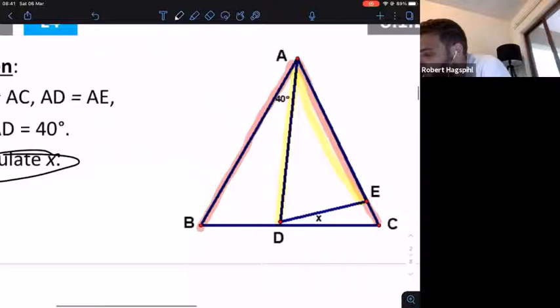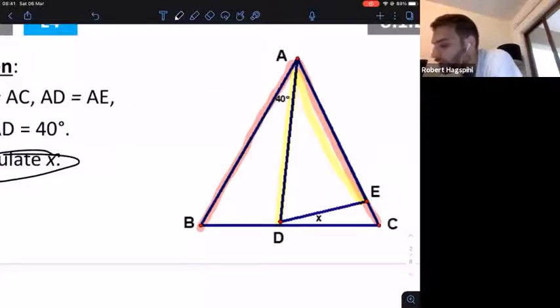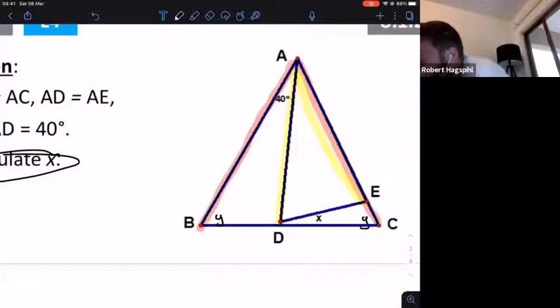Okay, cool. So the two red lines are equal, so that gives me an isosceles triangle, and I can't relate it to X just yet. So I'm going to call these angles Y and Y, because the base angles of an isosceles triangle are equal. Okay, is everybody with me?